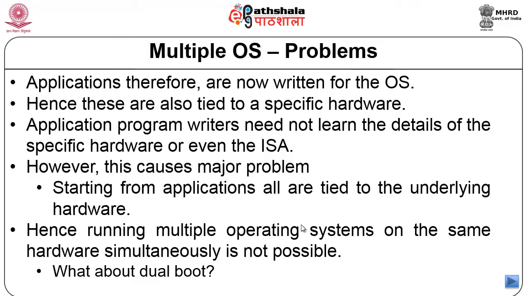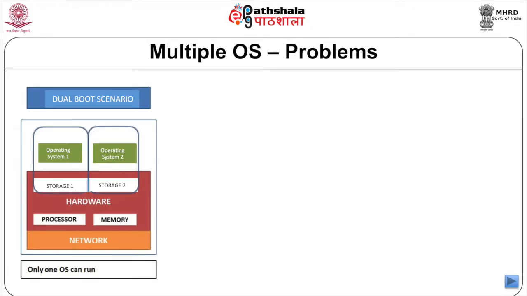But when we say two operating systems cannot be run, we think of a dual boot system. What happens in a dual boot system? A dual boot system is a machine which can run two operating systems. Let us see what happens in a dual boot system. This is an example of a dual boot system where we have the operating system 1, operating system 2, one specific set of hardware. The hardware has processor, memory, etc.